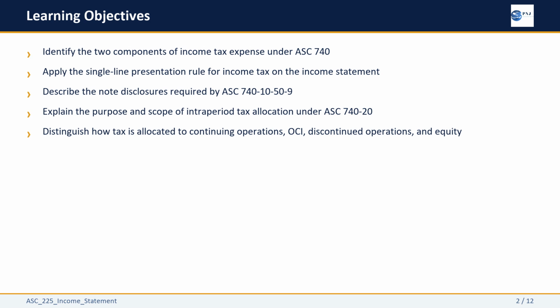By the end of this section, you will be able to identify the two components of income tax expense, current and deferred, and understand how they are presented on the face of the income statement. You will be able to describe the note disclosures required under ASC 740-10-50, including the effective tax rate reconciliation. You will also understand the purpose of intraperiod tax allocation, why the residual method is used for continuing operations, and how tax effects are presented for OCI, discontinued operations, and equity items.